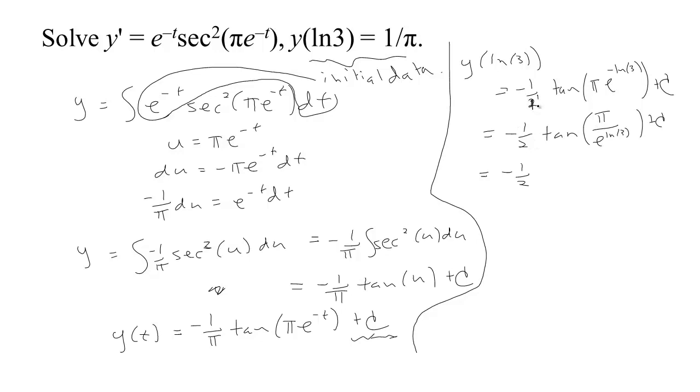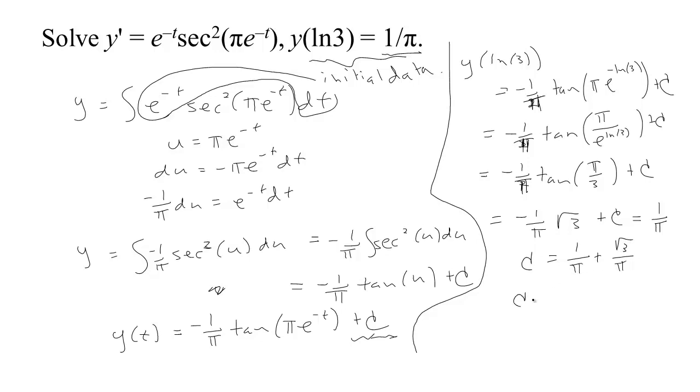This isn't 2, that's a pi. Negative 1 over pi. Now we know that e to the natural log of 3, the natural log of 3 is the exponent you put on e to get 3. So if you put that exponent on e, you'll get 3. So we actually have the tangent of pi thirds plus c. The tangent of pi thirds is root 3, so we get negative 1 over pi times the square root of 3 plus c. On the other hand, we're told that if you plug in the natural log of 3, you're supposed to get out 1 over pi. That tells us that c is 1 over pi plus root 3 over pi, or that c is 1 plus root 3 over pi.